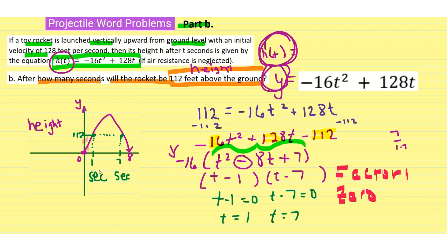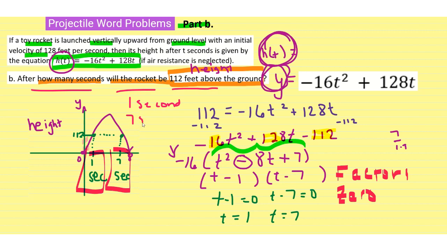So this toy rocket will be at 112 feet on the way up, and then when it comes back down, it will also be at 112 feet on the way back down. It will be at 112 feet high at 1 second and at 7 seconds. So those are our two answers for this question. How many seconds will the rocket be at 112 feet above the ground? It will be 112 feet above the ground at 1 second, and it will be above the ground at 7 seconds before it comes all the way back down to the ground. So hopefully that helps you think about that little process of this projectile word problem.